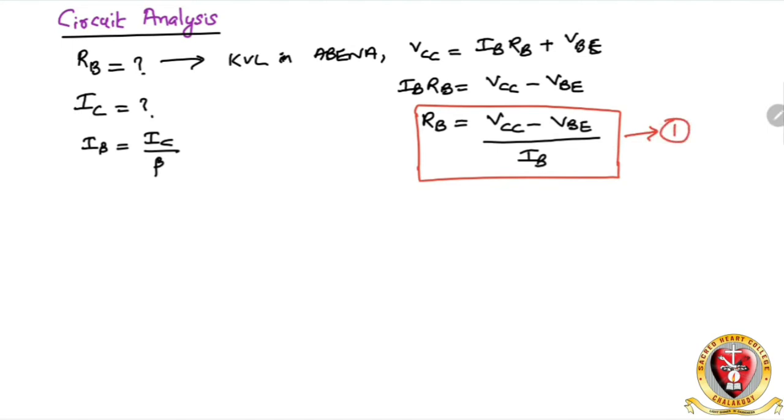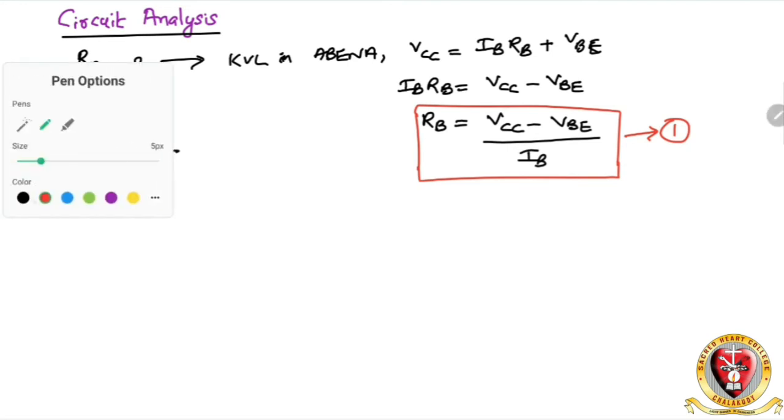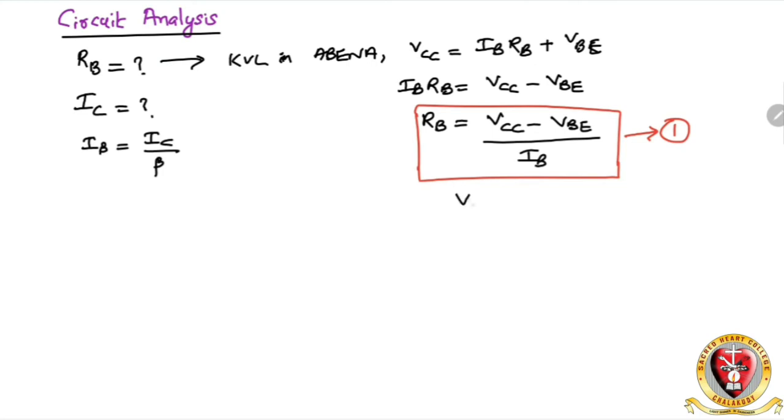Since VBE is very small compared to VCC, we know that the value of VBE is almost 0.3 volt or 0.5 volt, and VCC in practical cases is generally 12 volt. So compared to VCC, VBE is very small, so we can neglect that. So equation 1 becomes RB is equal to VCC divided by IB.